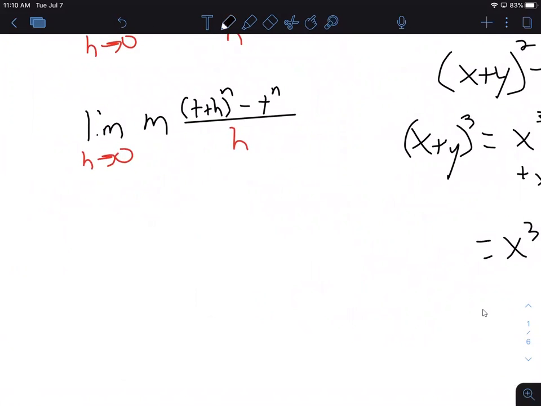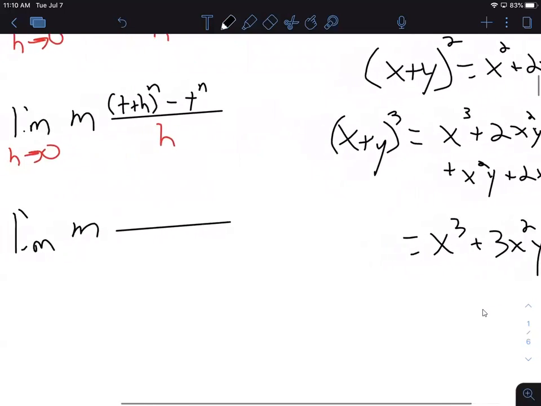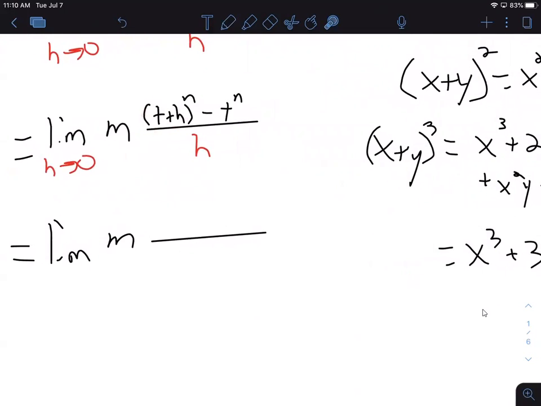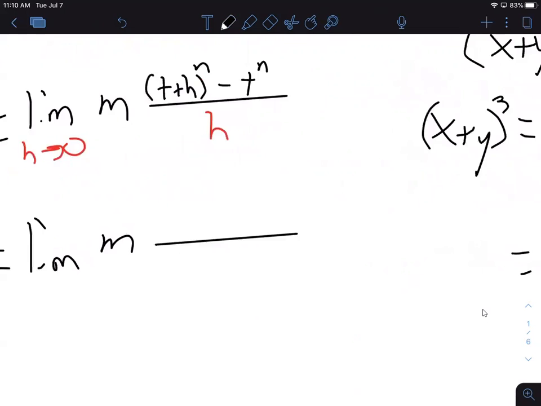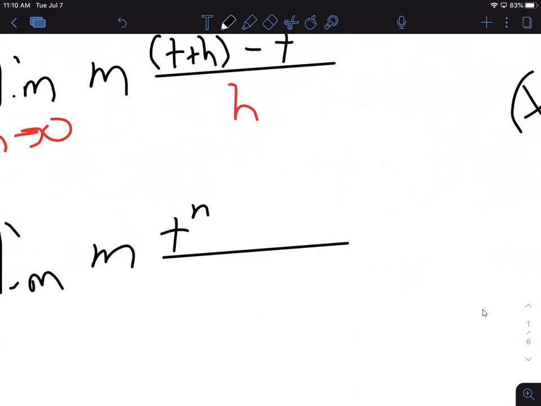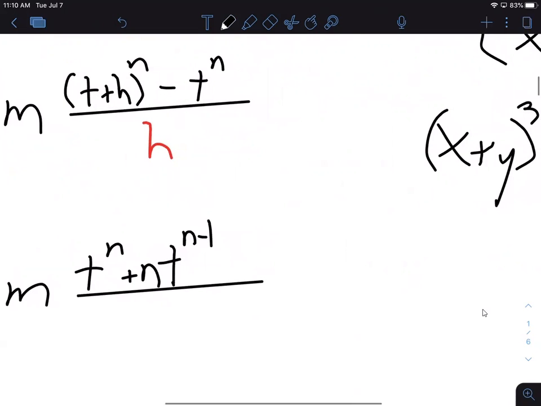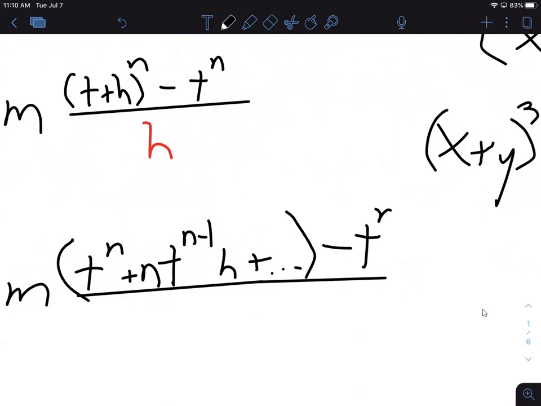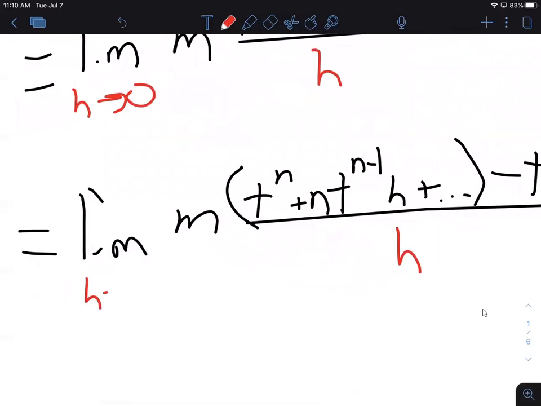All right, so I can write that in here. Got my limit, still have my m. And I've got, instead of x and y, t plus h. So it's going to be t to the n plus n t to the n minus 1 times h plus a bunch of other stuff, all multiplied by m, minus t to the n, all over h. It says h goes to 0.